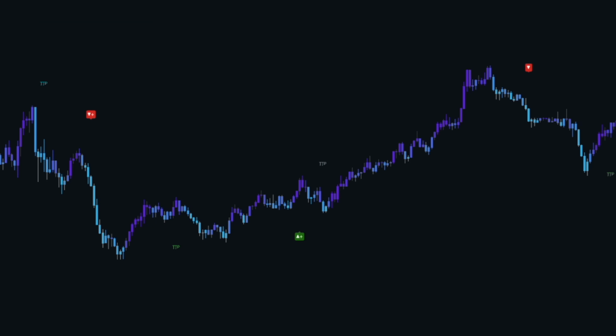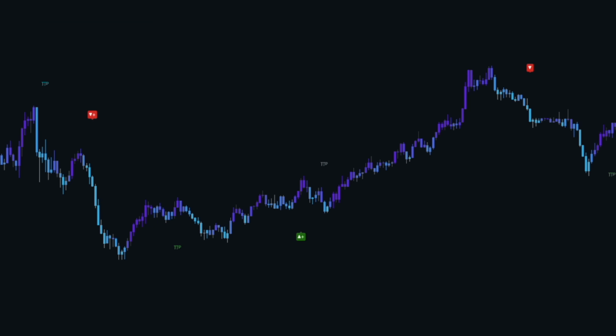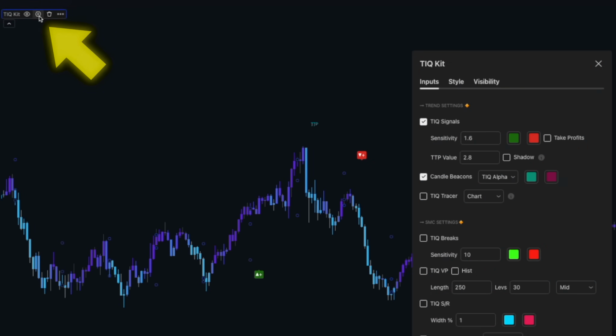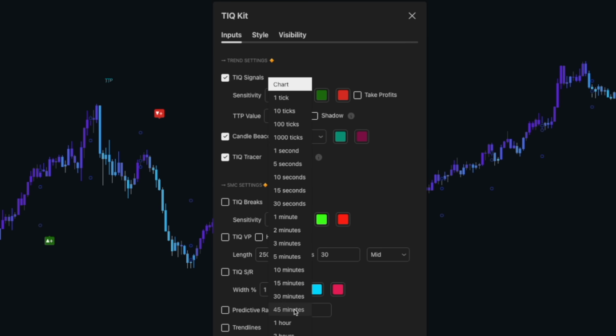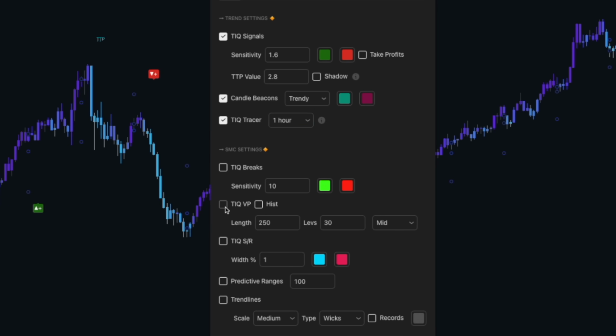Let's roll up our sleeves and put it to work. Crack open the indicator settings and flip on the following power features. Trendy candle beacons. They'll light up key turning points. TIQ tracer on the 1-hour chart. This is your trend compass. Lastly, turn on the volume profile to see where the big money is parked and the trend lines.